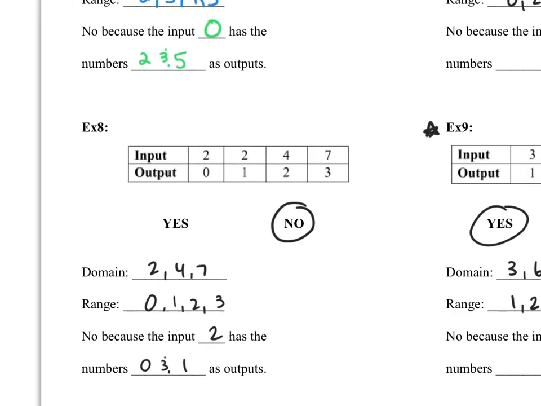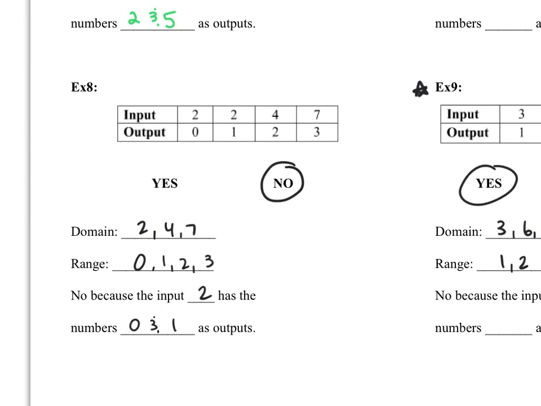On example 8, this would be a no, because when I put in a 2, the first time I get out a 0, and the next time I put in a 2, I get out a 1. So if I were to put in a 2, I wouldn't know which of these two numbers would be coming out. So that's going to be a no.